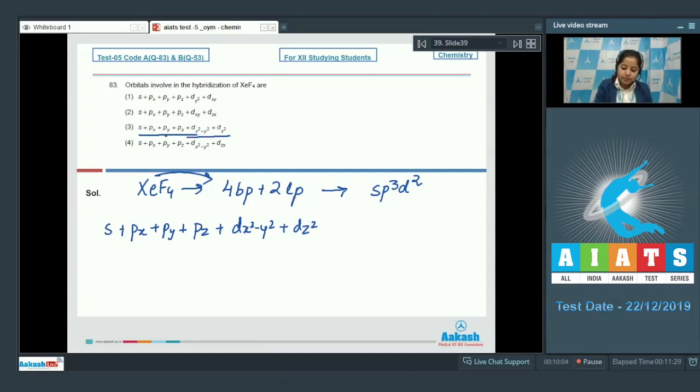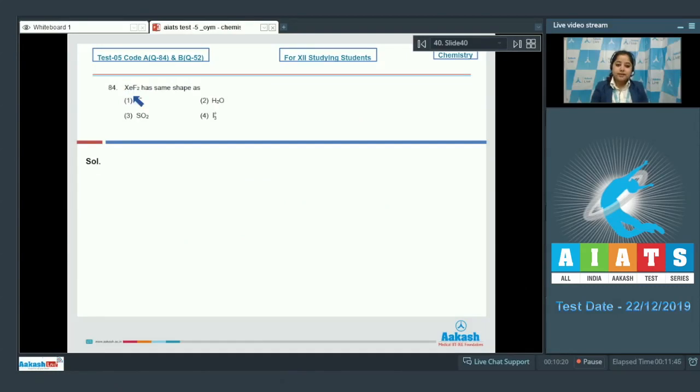s, px, py, pz, dx square minus y square and dz square. So the correct answer is option number 3. Moving to next question, students, which is 84. XeF2 has the same shape as I3 minus, H2O, SO2 or I3 plus.